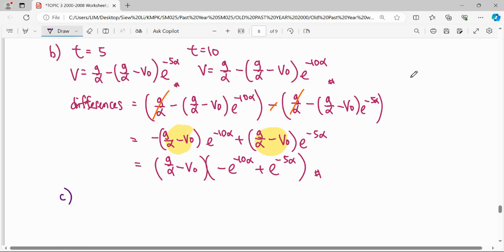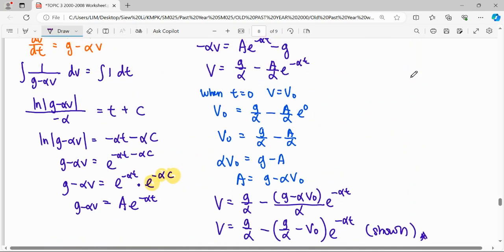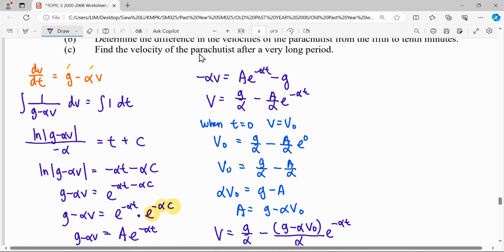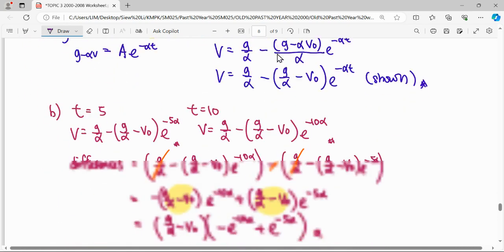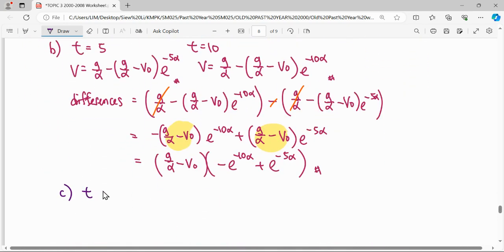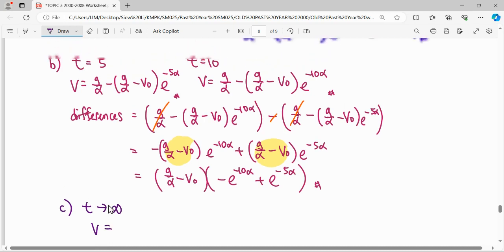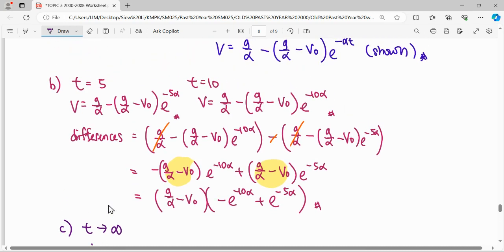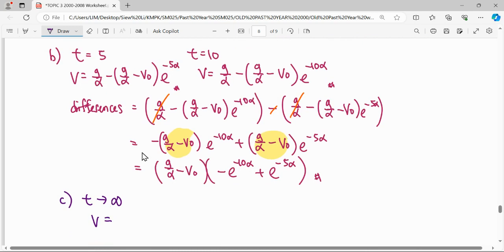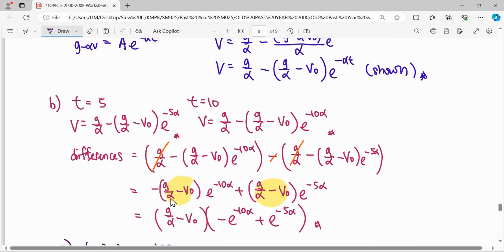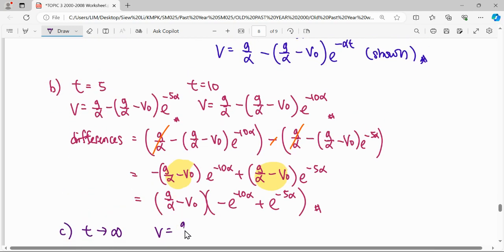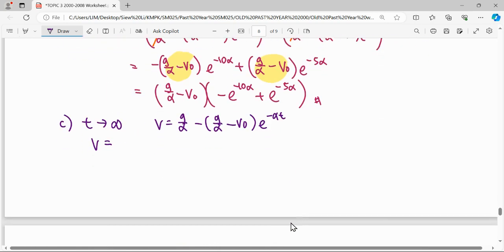Then when we come to part C, find the velocity of the parachutist after a long period. This means t tends to infinity. So what will be the velocity? We substitute back into our formula here: v equals g over alpha minus g over alpha minus v naught, times e to the negative alpha t.